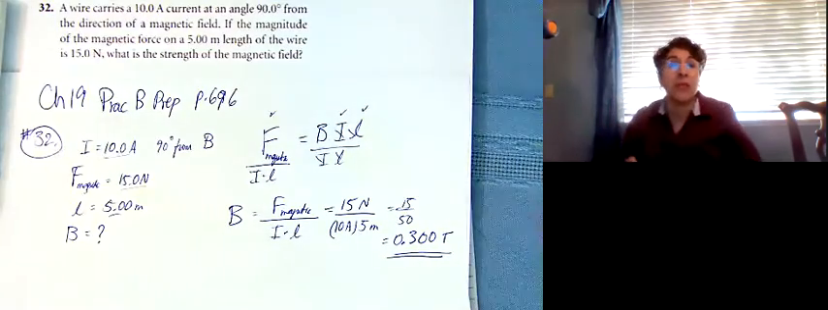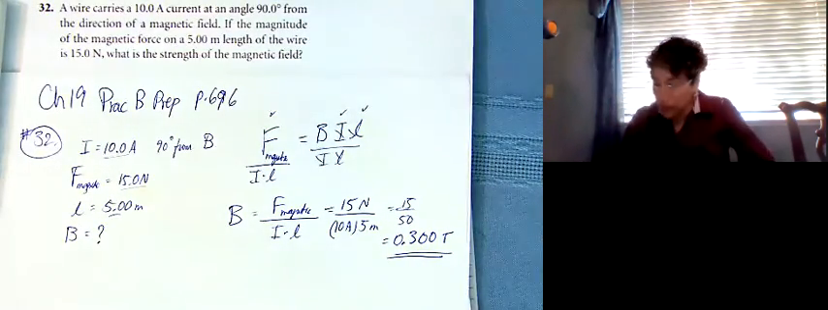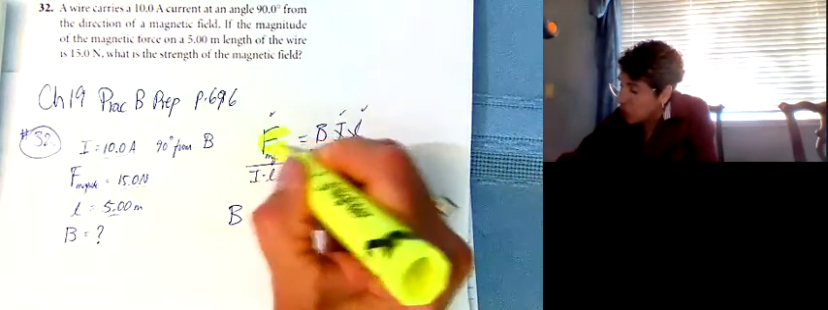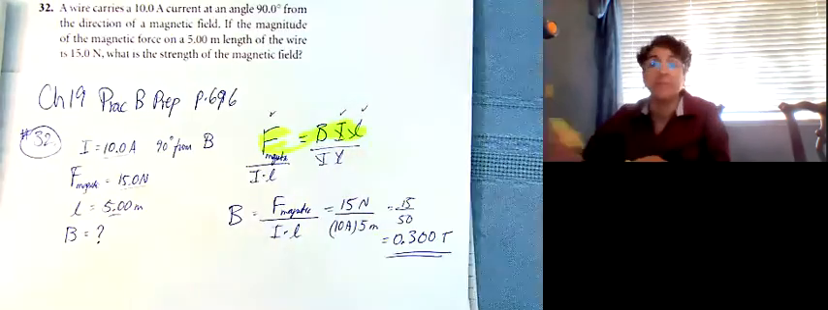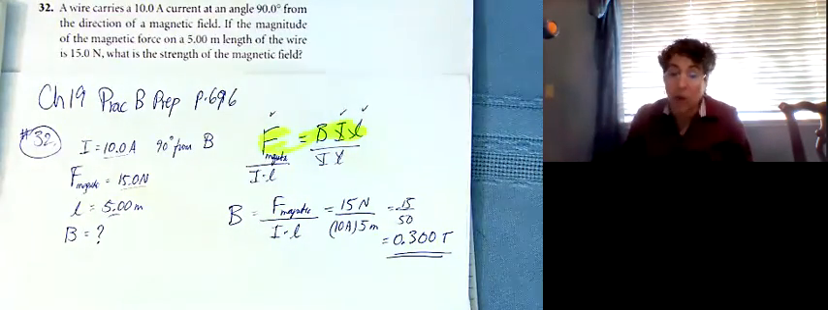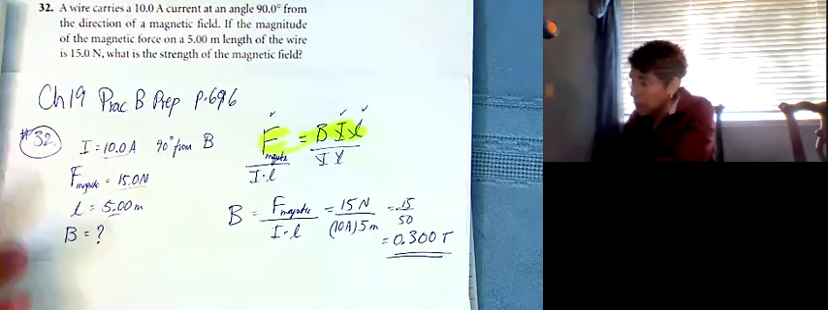So 0.3 Tesla is the magnetic field. And all I needed was the original formula, which is BIL. This is not one that I have memorized. I didn't use it that much. All right, let's look at number 33.